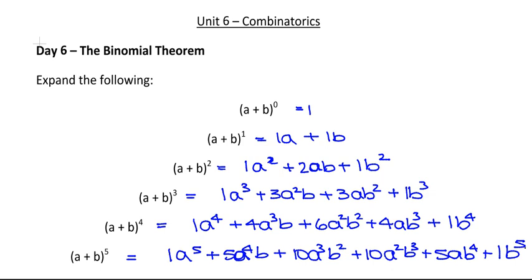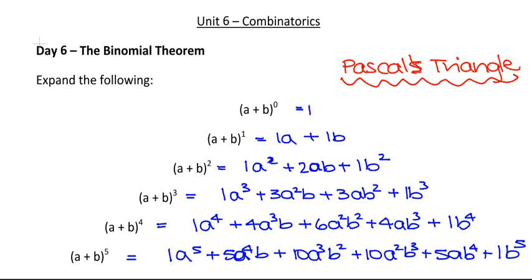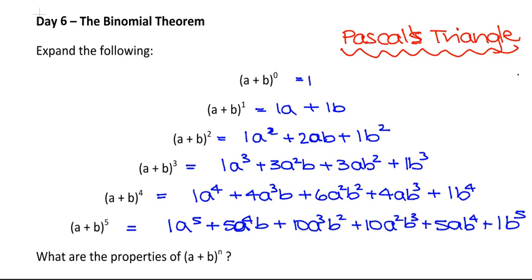So if you did your full day's homework for day 5, you may notice that this triangle looks familiar, and this triangle forms something that we call Pascal's triangle. And hopefully you did your reading and question on this in your day 5 homework. So let's take a look at some properties of this expansion. So what are the properties of binomial expansion?